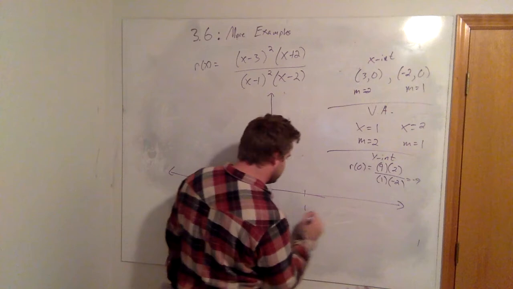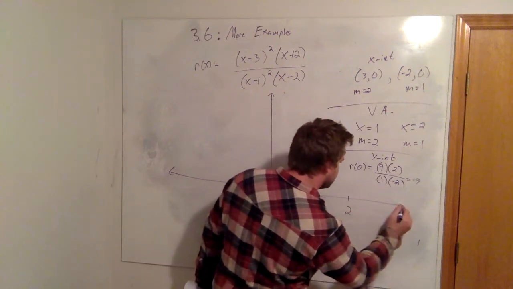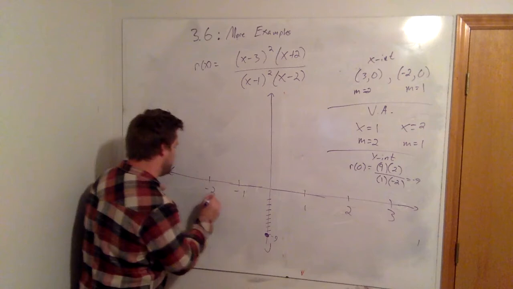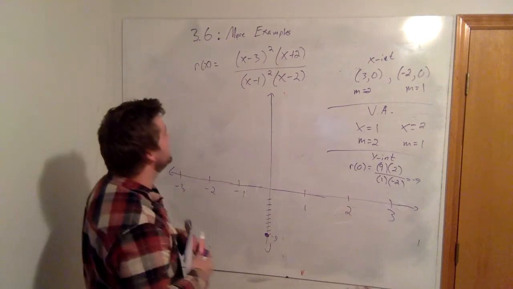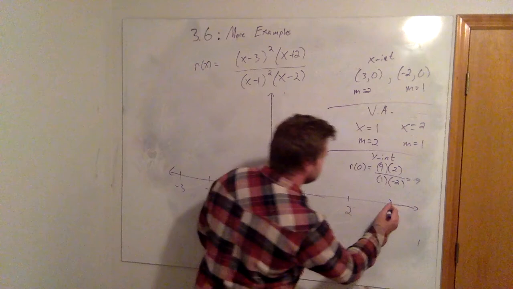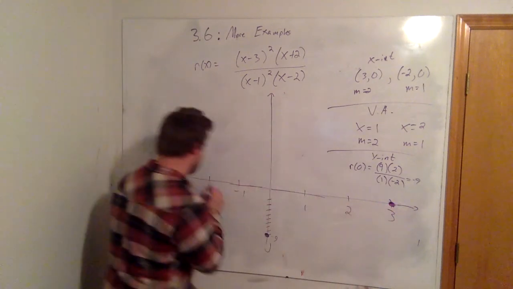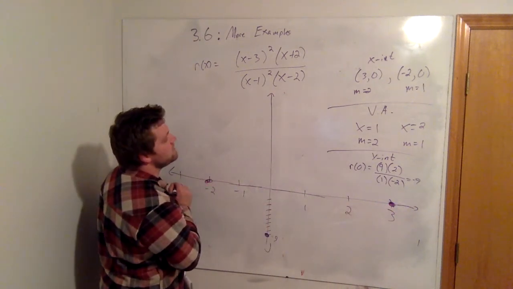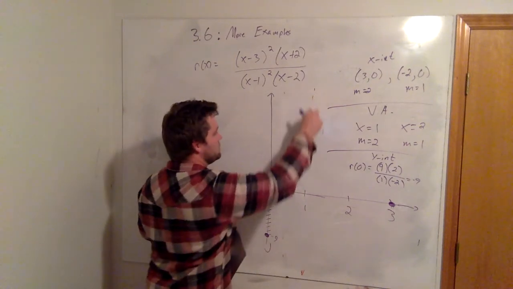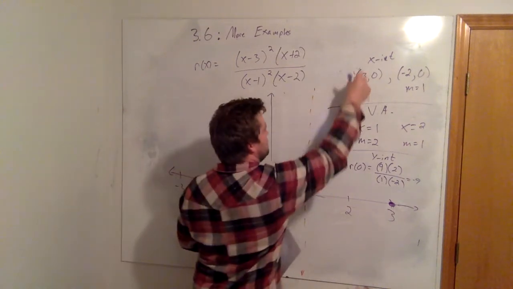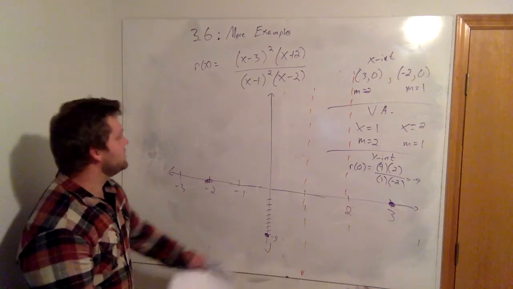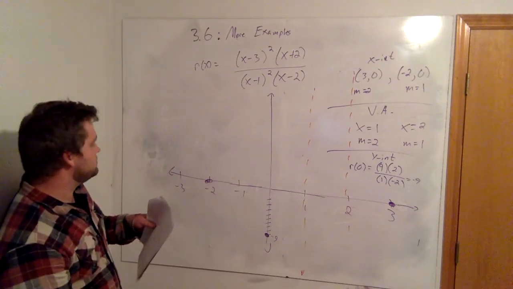Okay, so let's say this is 1, this is 2, and this is 3, -1, -2, -3. I had an x-intercept at 3, so I got an x-intercept here. I got an x-intercept here. I have a vertical asymptote at x equals 1. I also have a vertical asymptote at x equals 2. I have a y-intercept at -9. And what else do we know?